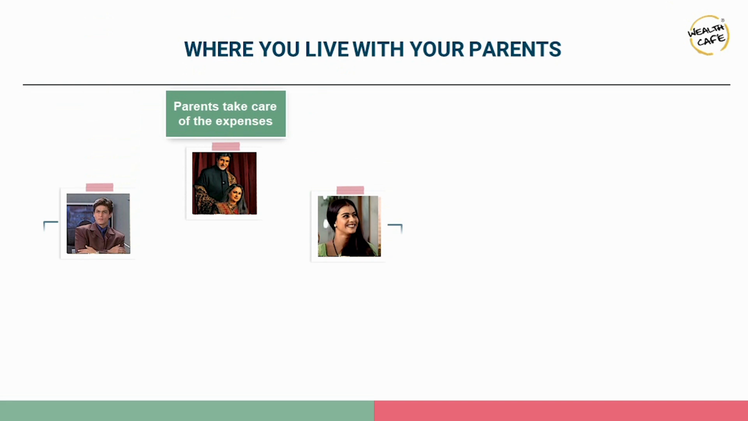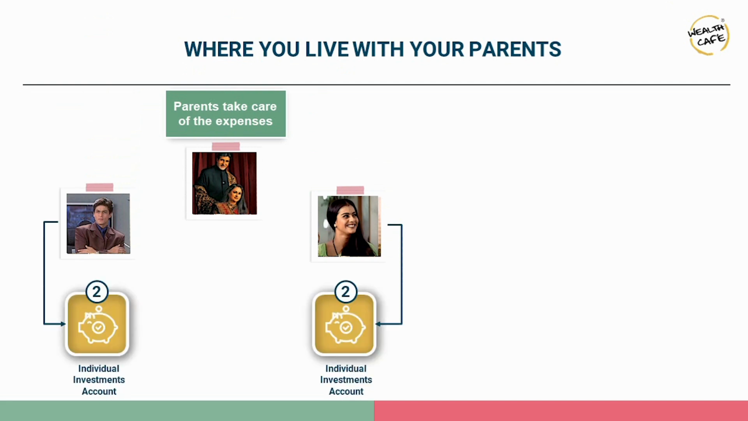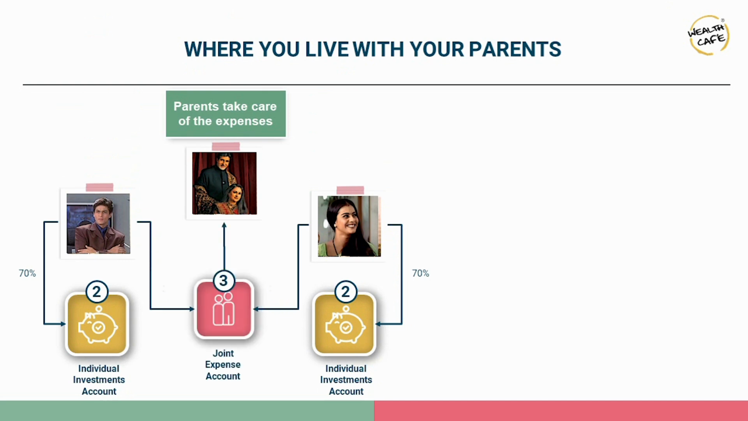Basically your parents are taking care of everything, so you really don't have to contribute anything towards the household expenses, but still you can contribute around 30% to the joint expense account and look to save 70% of your income because you don't really have a lot of financial responsibilities. So if we go back, this is a very K3G situation. So Rahul and Anjali can save 70% of their income and have a joint expense account with their parents and put 30% of their income into the joint expense account.